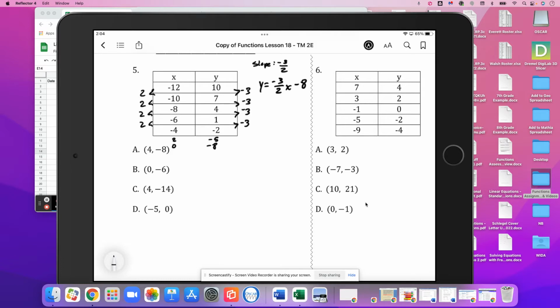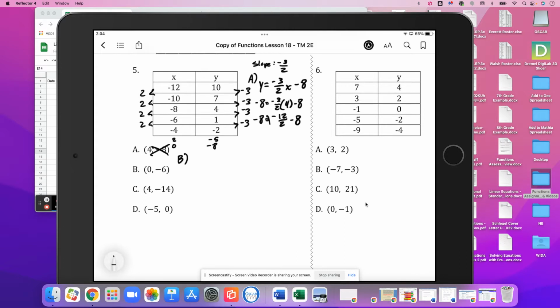This is kind of a nasty one. So it looks like for part A, we're going to have -8 is equal to -3 over 2 times 4 minus 8. So -8 is equal to -12 over 2 minus 8. And I can already see that this is not going to work because there's an 8 on both sides and there's also something else. So these are not going to be equal. So A is not going to be a solution.